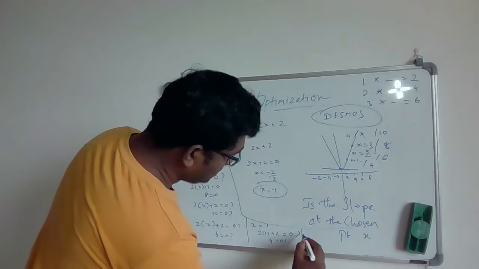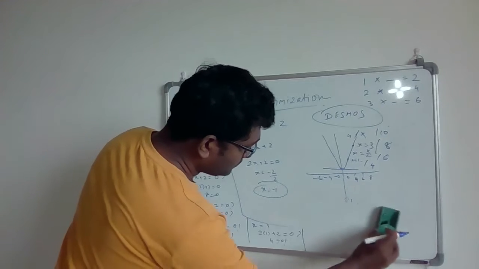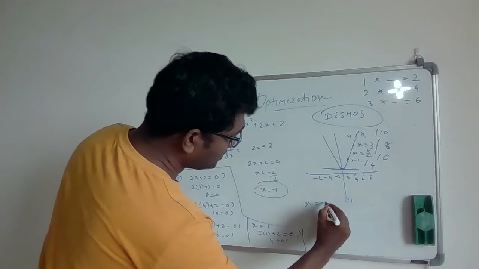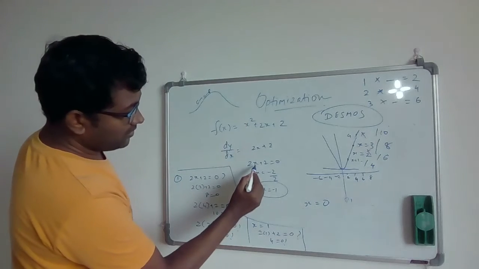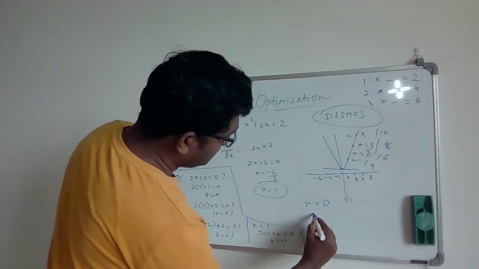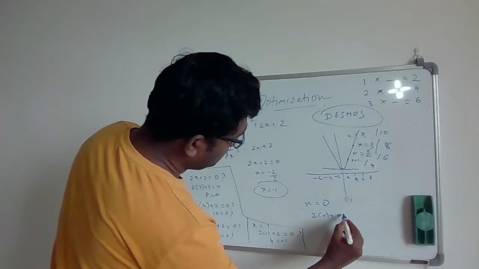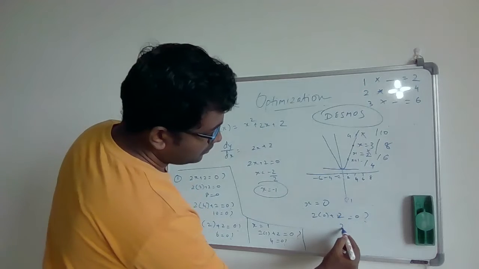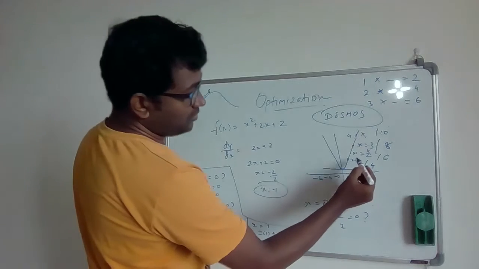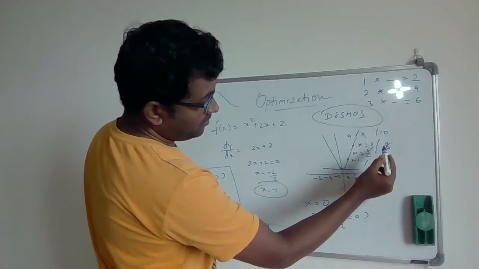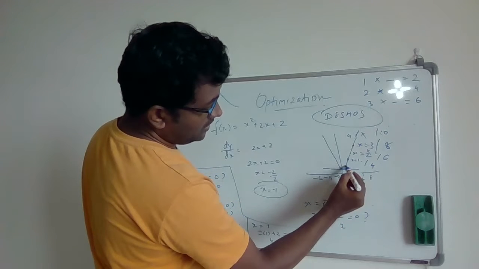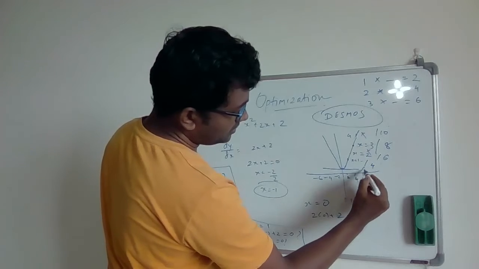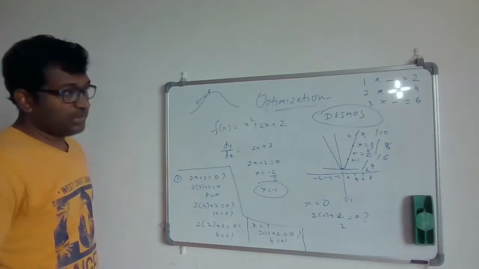Now let's take x is equal to 0. If you put x is equal to 0, what happens? This becomes 2 into 0 plus 2. Is it equal to 0? Now it becomes 2. So the slope goes from 8, 6, 4 to 2 at x is equal to 0. Still we have not reached the minimum point.